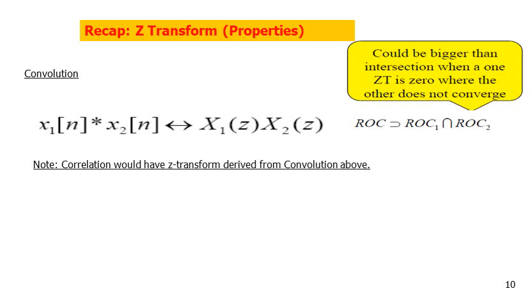And you would remember that we also discussed the correlation, which is actually the convolution of one sequence with the flipped version of the other sequence. So this is kind of a byproduct of convolution.